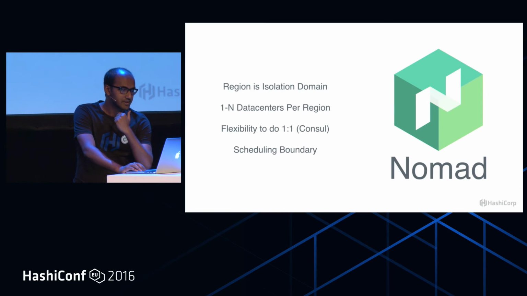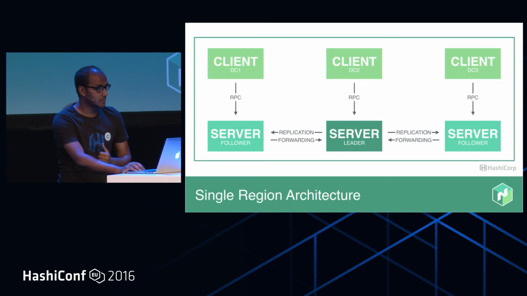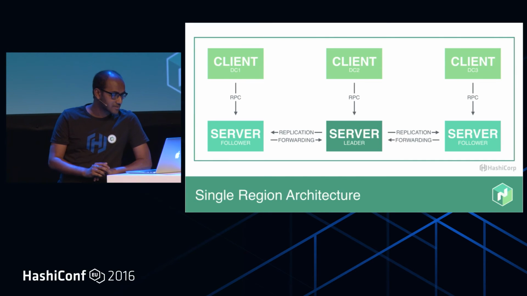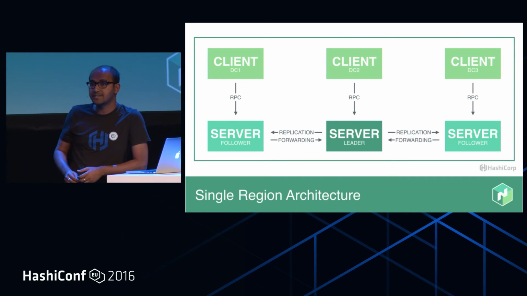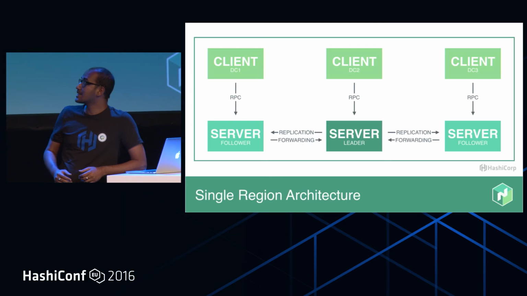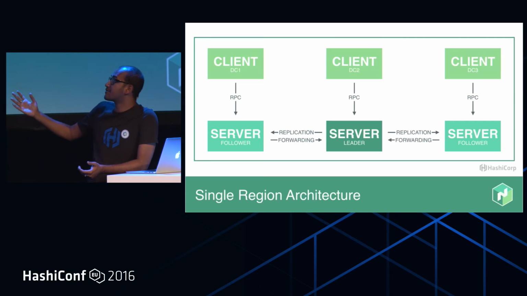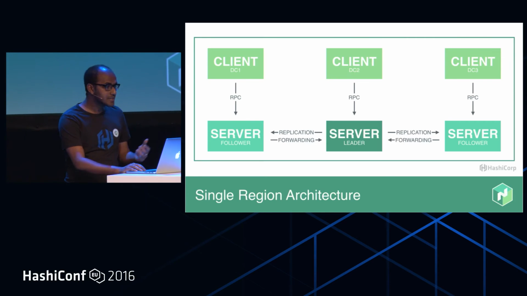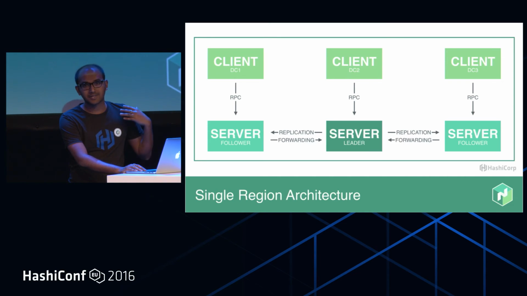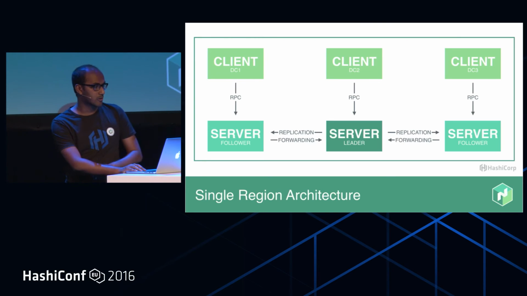So in a single region, the workload looks like this. You run Nomad servers in different data centers in a single region, and you can run a collection of clients in every data center. Those clients talk to the servers in their local data center, and if the server in the local data center fails, they talk to another server in that region. And within a region, state is replicated, so even if a server fails, scheduling can still happen as long as there is quorum.